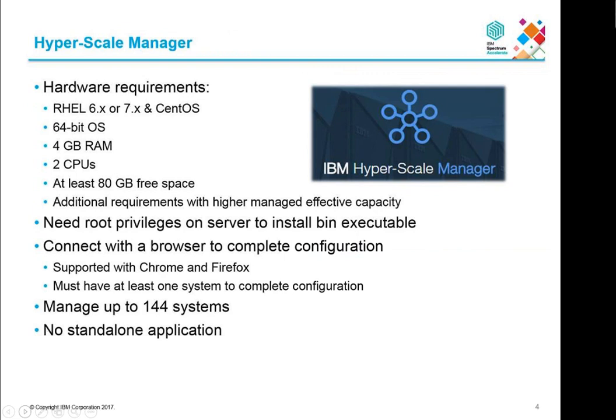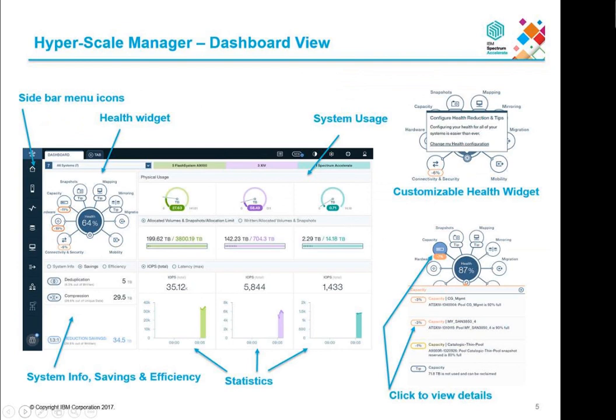The requirements are there. You need root privilege on the server to install the executable, and then again, using Firefox or Chrome, I go ahead and connect to complete the config. And you do have to have one system available to complete the config. It is a requirement. There's an actual live system out there to talk to finish configuring the Hyperscale Manager. And I can manage up to 144 systems. Here's a picture of it.